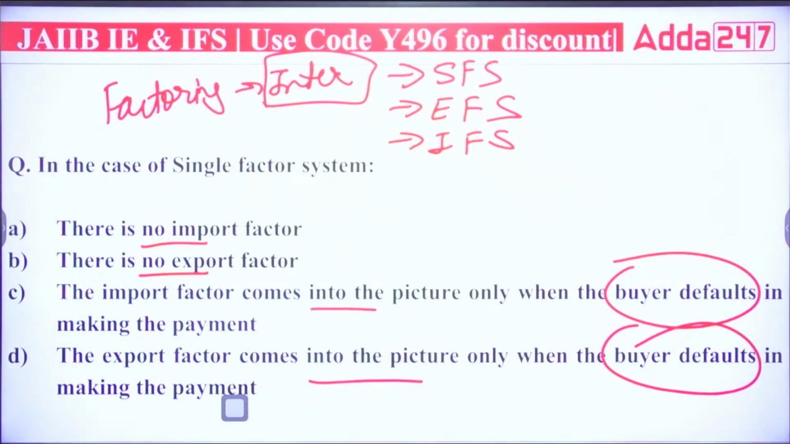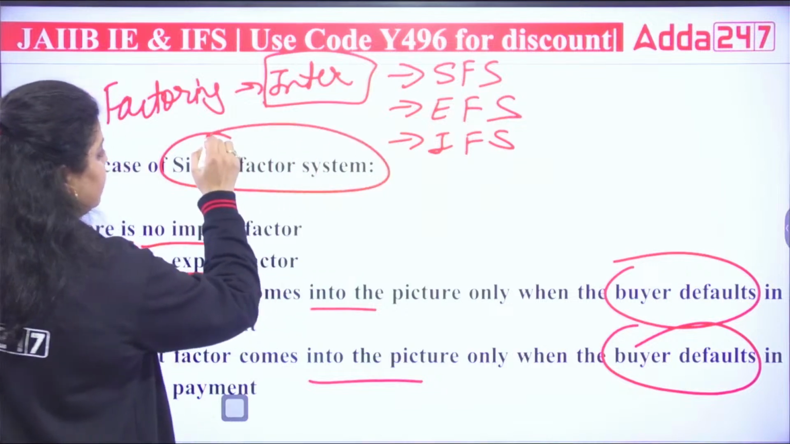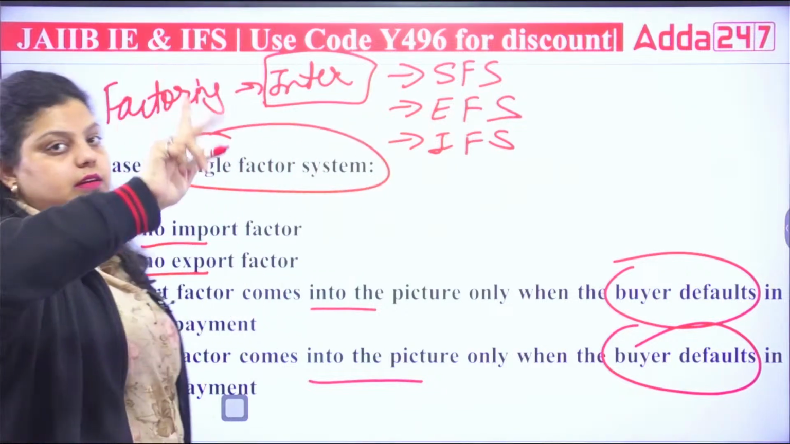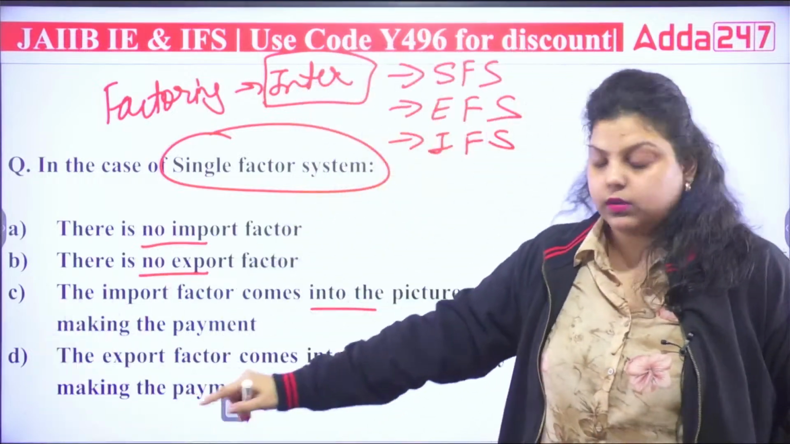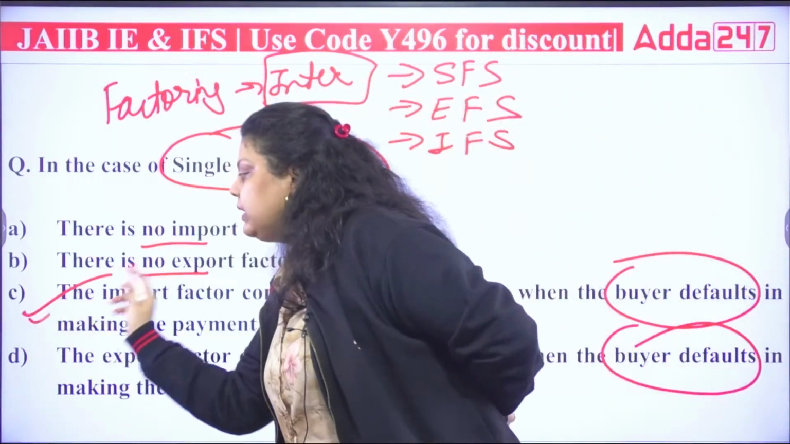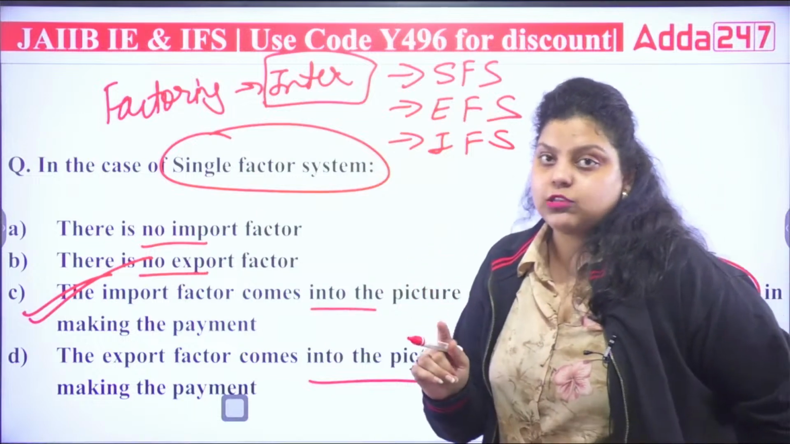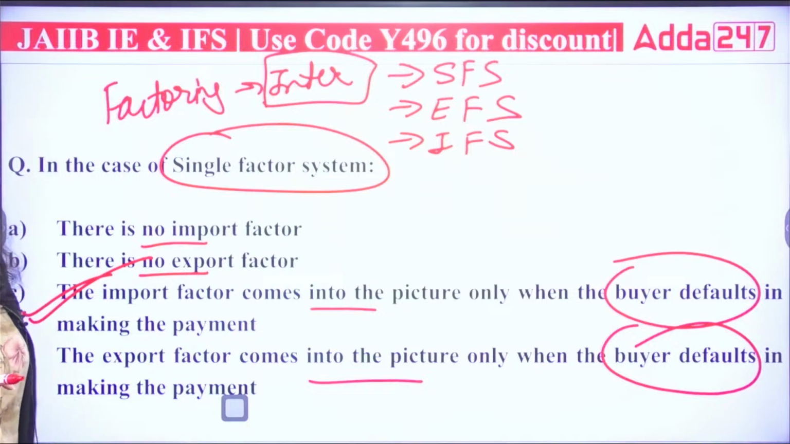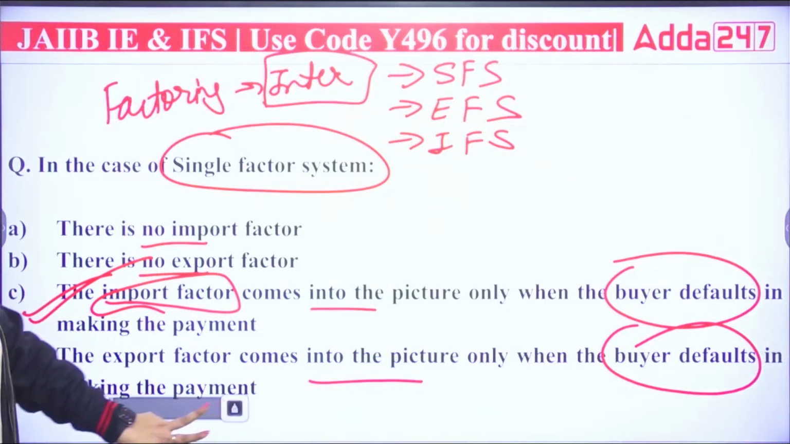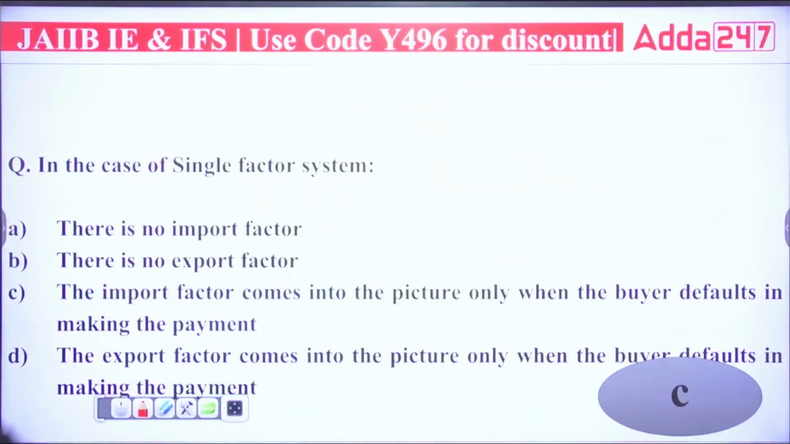So, these three types of systems are there in case of international factoring. Okay. And we are talking about single factor system. It means there will be two factors, but only one factor will be active, and that will be your export factor. The import factor will only be active here in case the buyer defaults on the due date. Okay, if the buyer defaults on the due date, then only the import factor becomes active in the payment, otherwise no. Otherwise, all the transactions will be taken care of by your export factor. So, the right answer here will be C option.